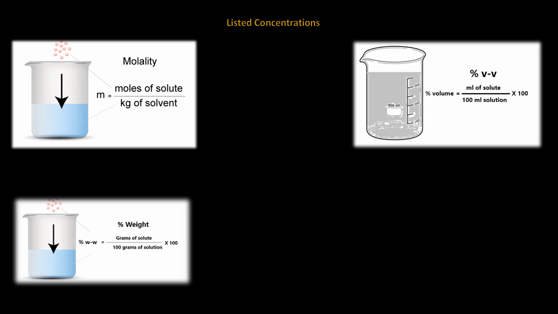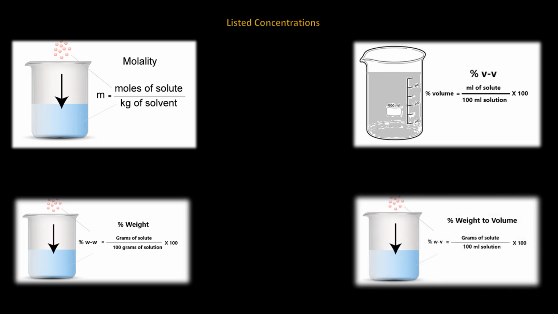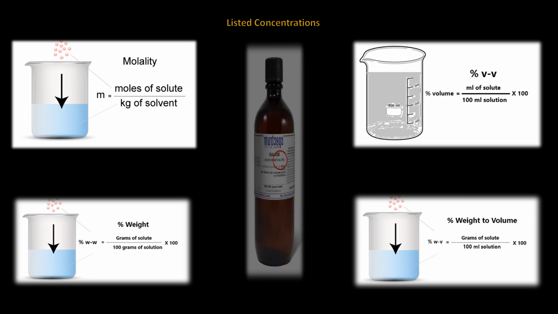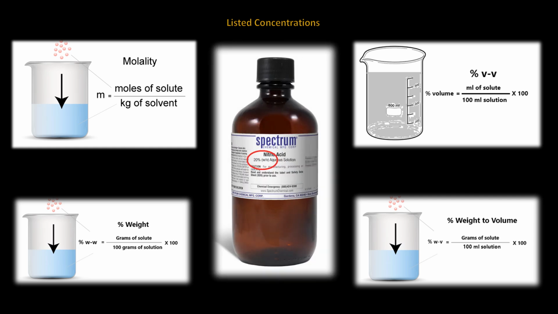Now, percent weight to volume, or percent W/V, is quite common. It is the ratio between the weight of solute in grams and the volume of solution in milliliters. As shown circled in red on the label, this bottle of nitric acid is 20% W/V. This too is always calculated as grams and milliliters.